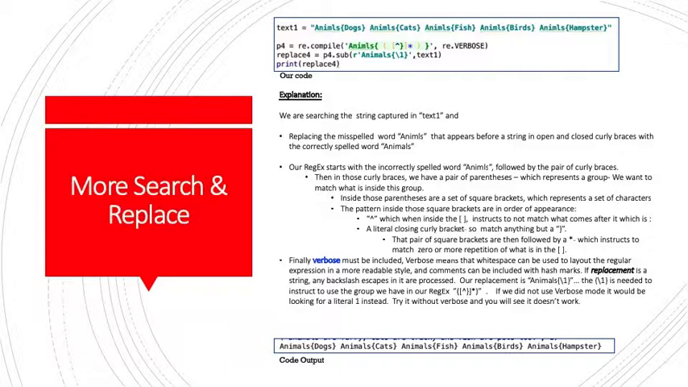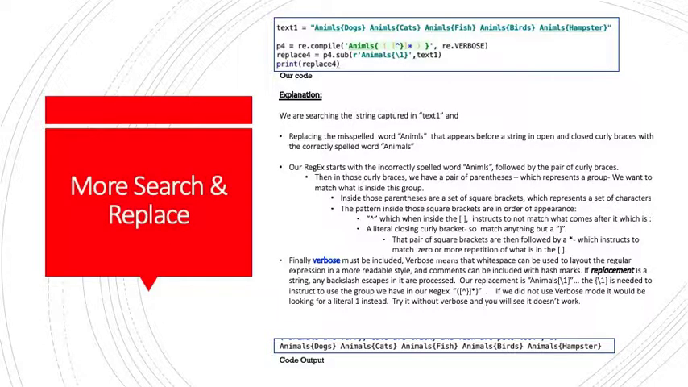Finally, verbose, which we haven't seen before, must be included. Verbose means that white space can be used to lay out the regular expression in a more readable style, and mostly used to add comments, which can be included. If our replacement is a string, any backslash that's there is processed. Our replacement is animals, and then in curly braces, \1. The curly braces \1 is needed to instruct us to use the group, or to instruct Python to use the group we have in our regular expression.